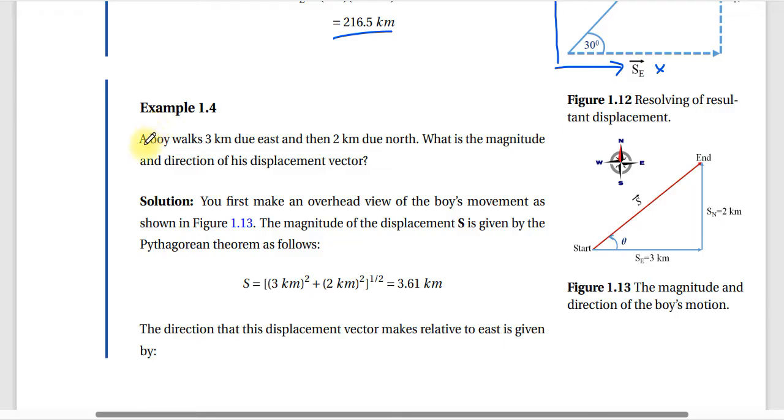ሌላኛው ምሳሌ: a boy walks 3 km due east and then 2 km due north. What is the magnitude and direction of his displacement vector?